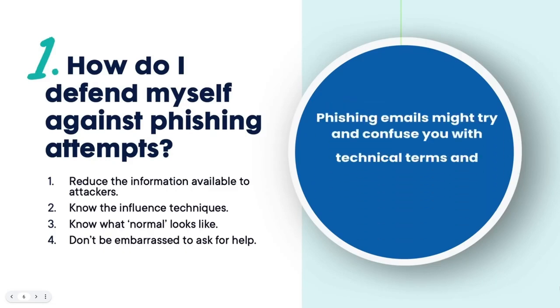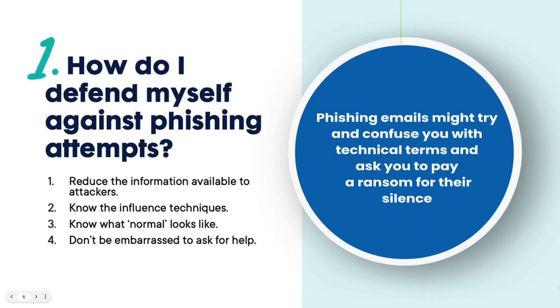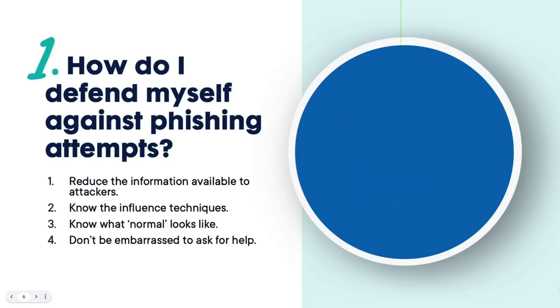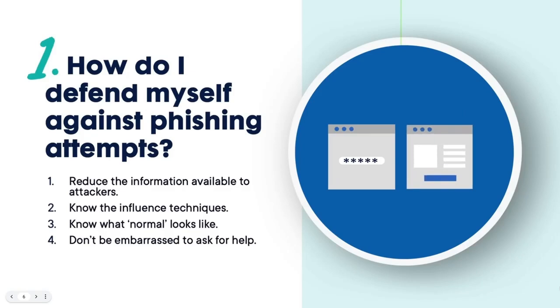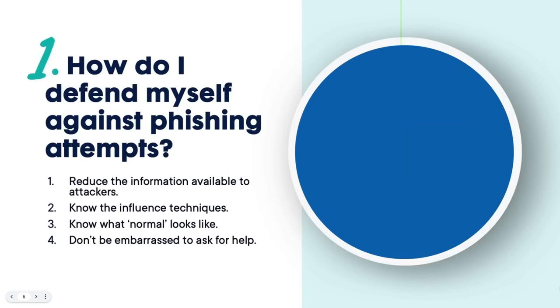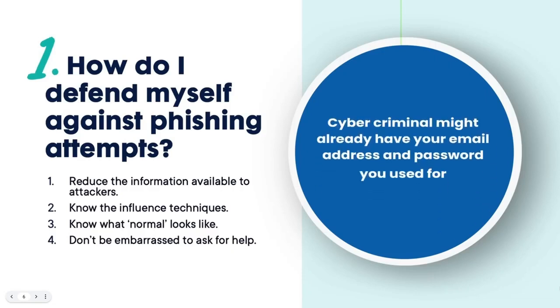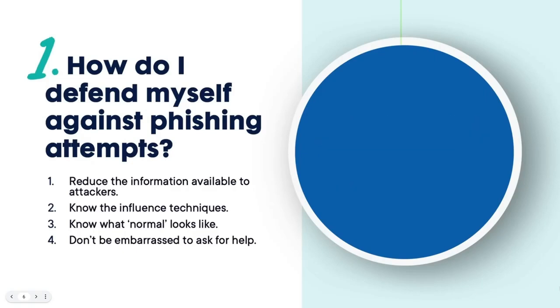Phishing emails might also try and confuse you with technical terms and ask you to pay a ransom for their silence. They may even have discovered one of your passwords through an earlier data breach. This could have come from a website you've previously used that was compromised in the past. This means the cybercriminal might already have your email address and password you used for that website account, which is why it's extremely important to avoid using the same password for different accounts.